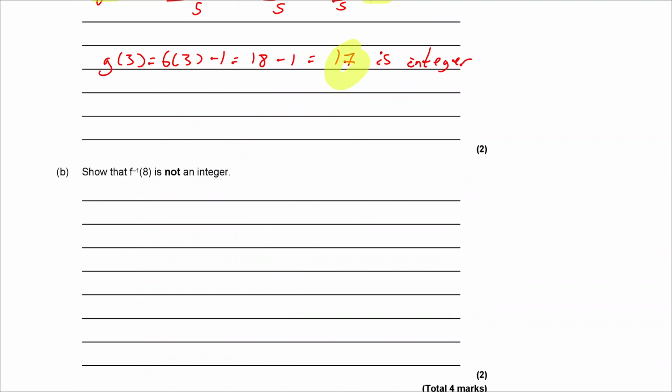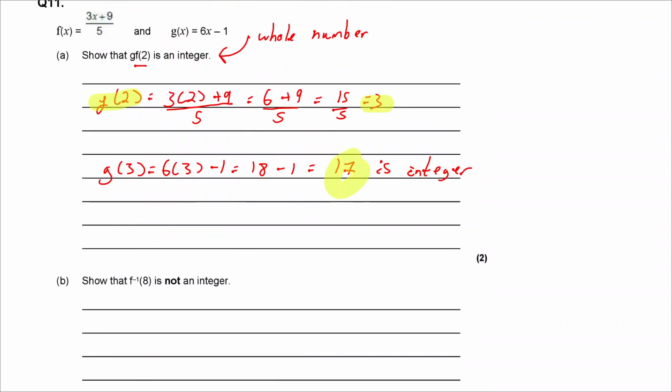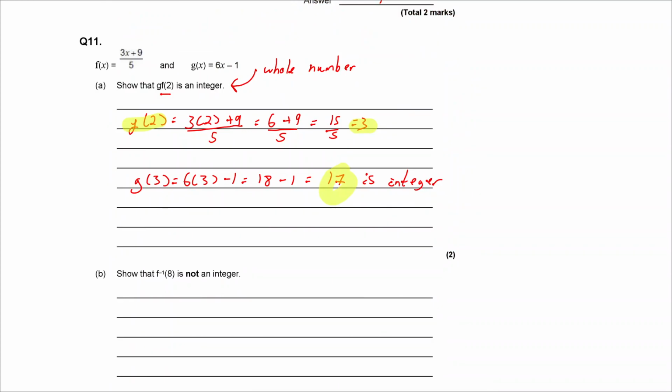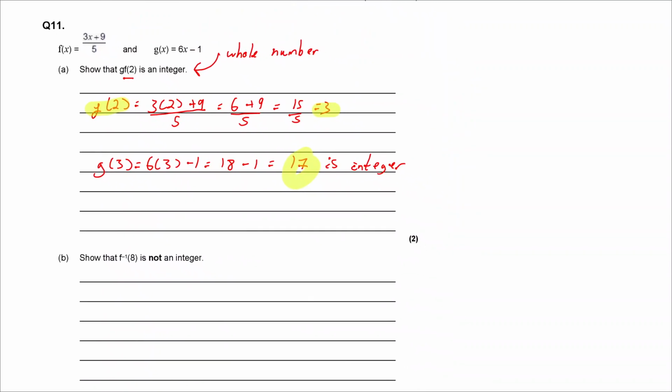Nice. Part B is saying show that f inverse of 8. Okay, let's get this a bit more zoomed out. Show that f inverse of 8 is not an integer. So what we're going to do is look at f of x, consider the inverse and put 8 into that, and it's going to be a fraction.